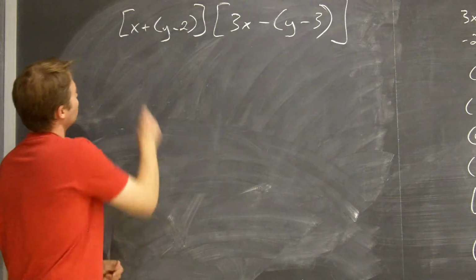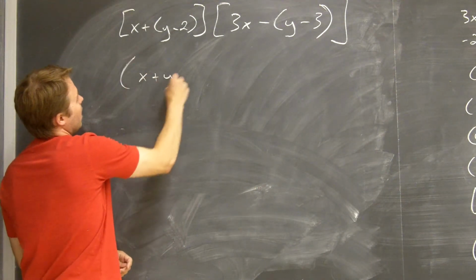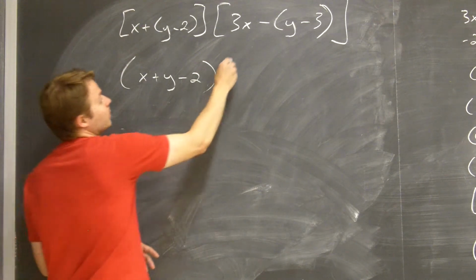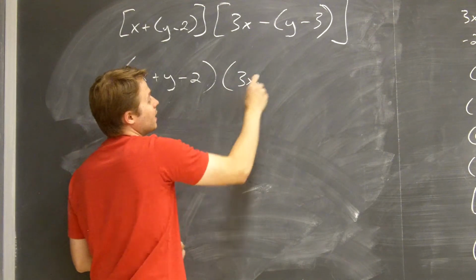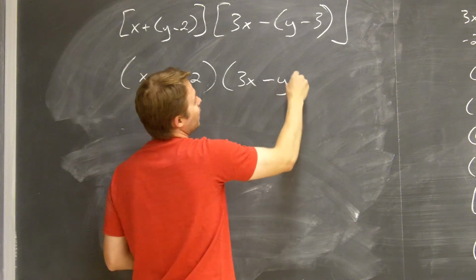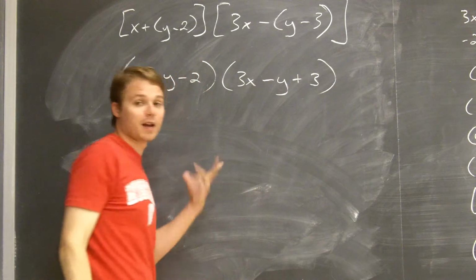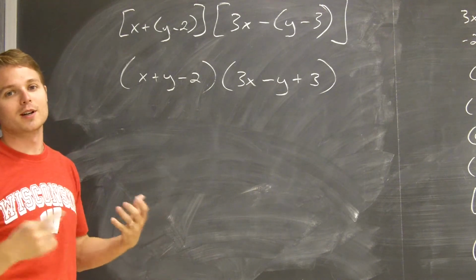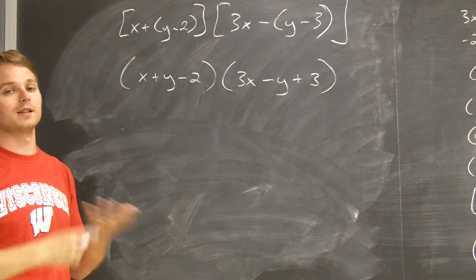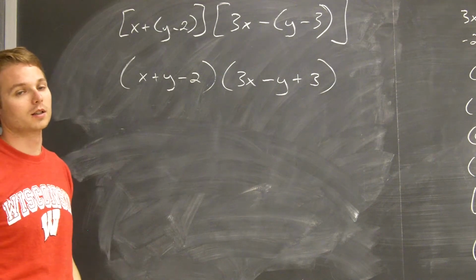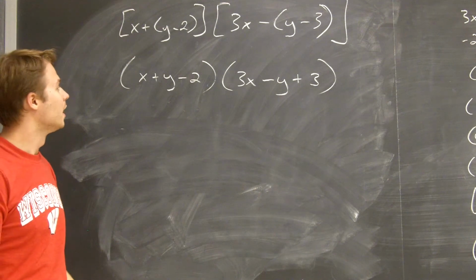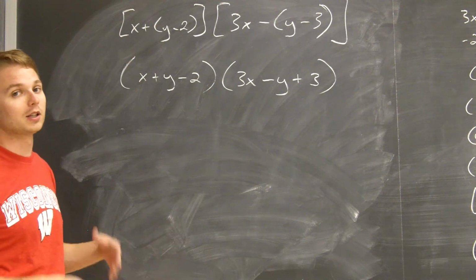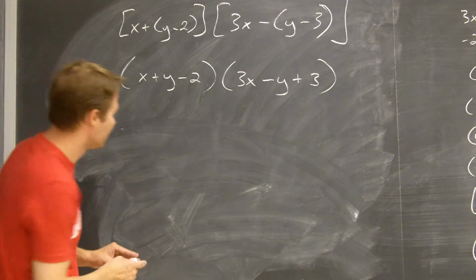I could go ahead and distribute out this plus sign here and get x plus y minus 2, a trinomial. And then distribute out this negative sign here, minus y plus 3. And now I have 2 trinomials to multiply. But we already saw that multiplying trinomials can be a little laborious. It can take a little long to do. So we want to know, is there a more efficient way to do this? Is there a way that I'm going to have to do fewer computations and be less likely to make a mistake?